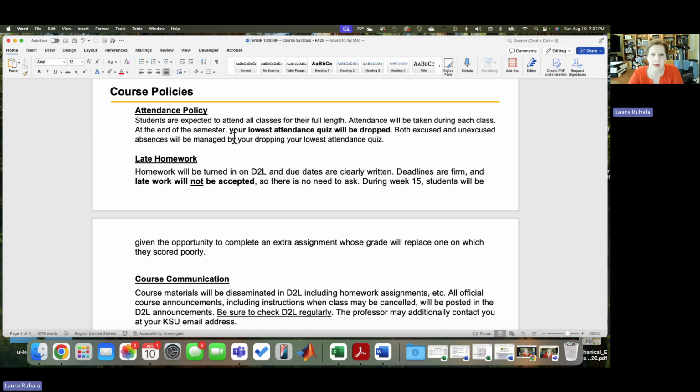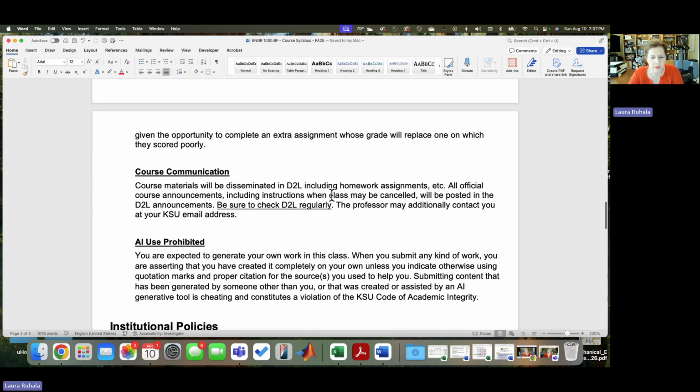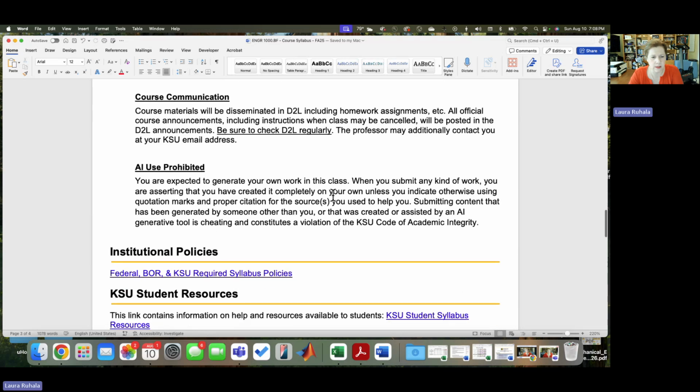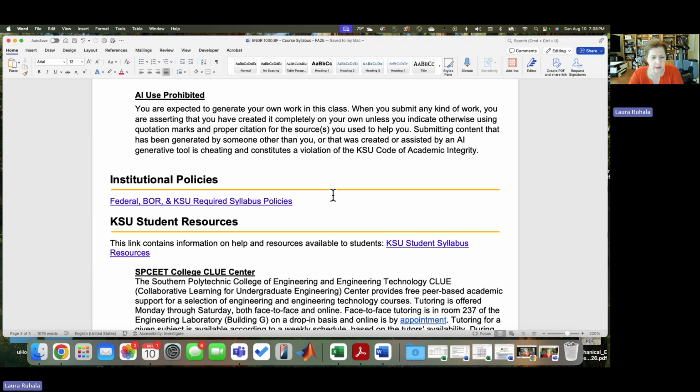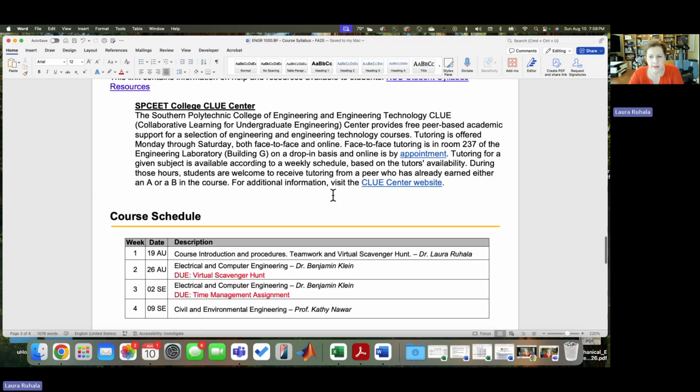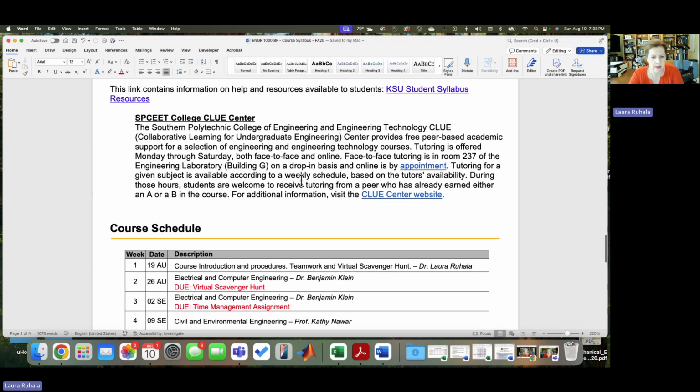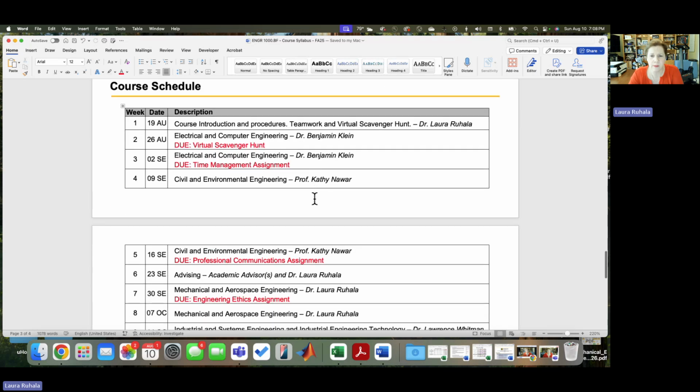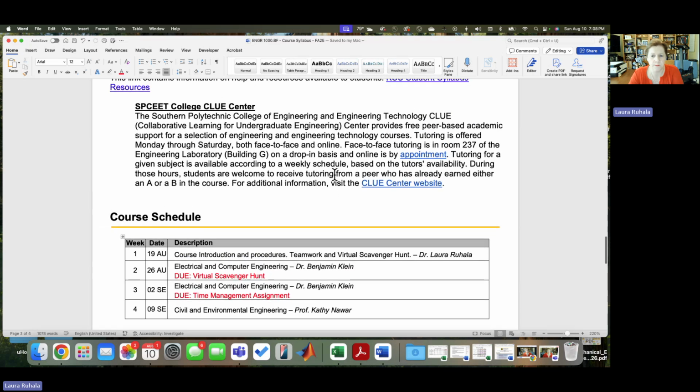Okay, so those are big key policies that you're going to need to go through during week 1 with your students. Course communication: AI use is prohibited in this class. Okay, and then there's info on the college Clue Center. So the course schedule, and please encourage them to go to the Clue Center.